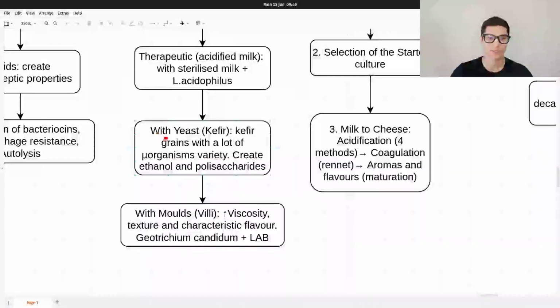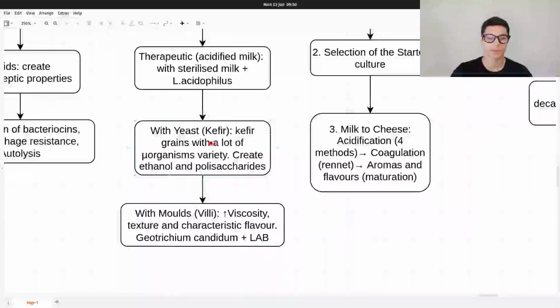And then we have the fermentation with yeasts. The fermentation with yeast creates the kefir. The kefir is becoming popular recently, and the kefir grains have a lot of microorganism variety. We talk about 25, 30, 40 even different types of microorganisms inside the kefir grains.